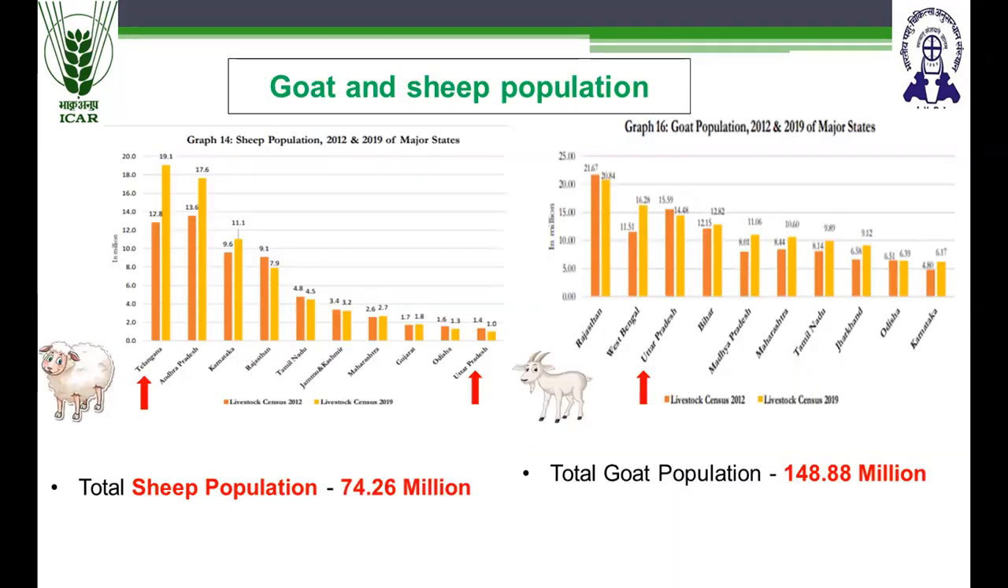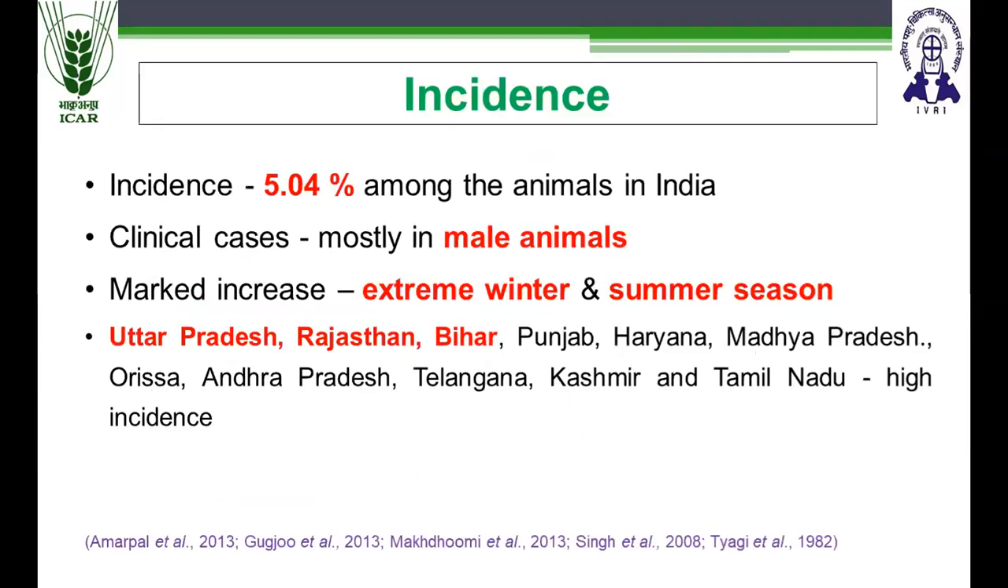So as far as incidence is concerned, an incidence of 5.04% is noticed among the animals in India as far as obstructive urolithiasis is concerned. Most of the clinical cases are reported in male animals as far as ruminants are concerned. And in that also, a marked increase is reported in extreme winter and extreme summer seasons. So here comes the importance of the location. Uttar Pradesh, Rajasthan, Bihar, Punjab, and most of the North Indian states, along with Andhra Pradesh, Telangana, Kashmir, Tamil Nadu, have been reported as having the highest incidences of urolithiasis in the country.